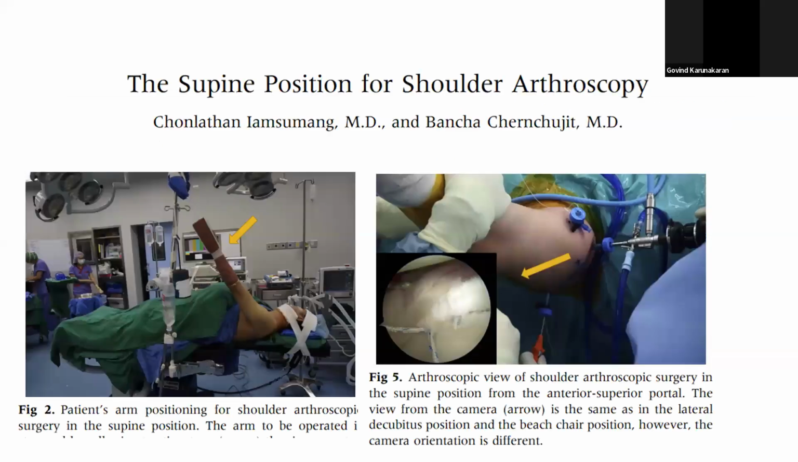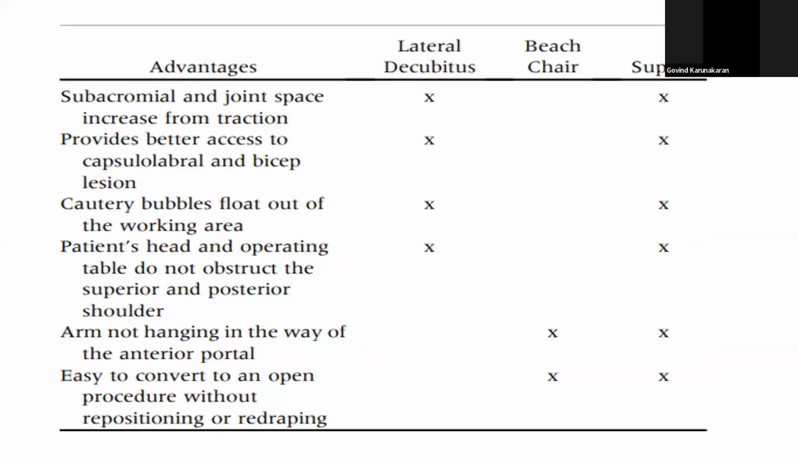Another position which was again described in Thailand was a supine position for shoulder arthroscopy. The patient is kept in the routine supine position, and the advantages that they were saying are all the advantages of the lateral position along with the two advantages of the beach chair position, which include the arm not hanging in the way of the anterior portal and the easiness to convert to an open procedure without repositioning and draping.